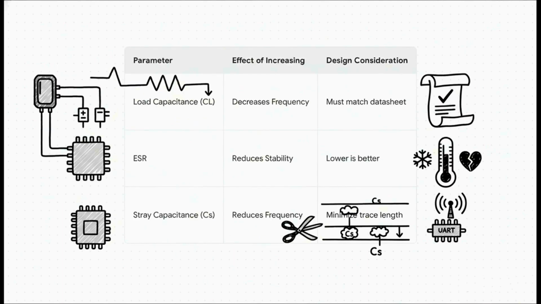And getting these parameters right is absolutely critical. The load capacitance CL has to perfectly match what the crystal's datasheet says after you account for those stray capacitances. If your CL is too high, the clock frequency will be off, and that'll wreck things like UART communication. If the crystal's internal resistance, its ESR, is too high, the oscillator might just give up and fail to start, especially when it's cold. The firmware symptom? A board that just never ever boots.